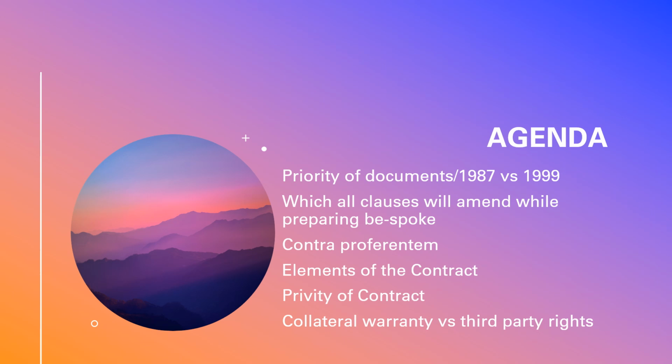In your family, you have father, mother, son, daughter, everybody. So who is at the top? Your father, then mother, then your daughter. That priority is there. Similarly, when there is a confusion or a conflict in the family, the father will take the lead and tell everyone to follow this. Similarly, with priority of documents in a contract, there is a list of documents which have top priority compared to others.